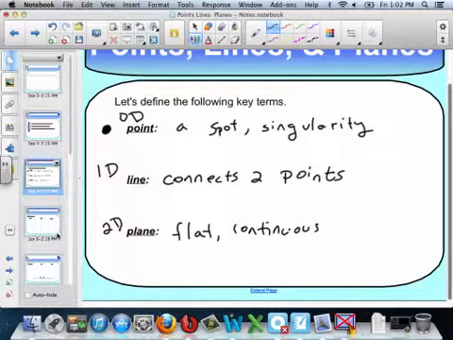All right. Now this goes back to Joe's question earlier. Different types of lines, right? You have a line, you have a segment, and you have a ray. Why are they even different?